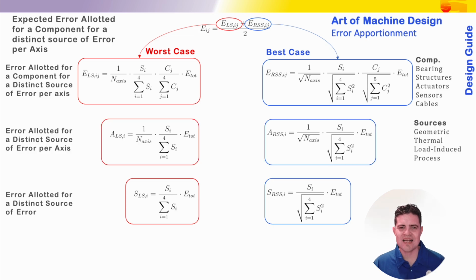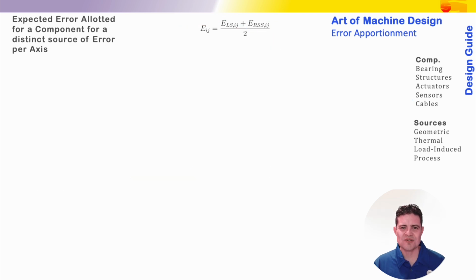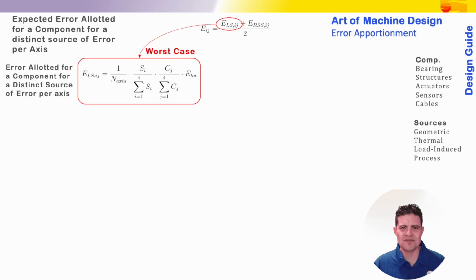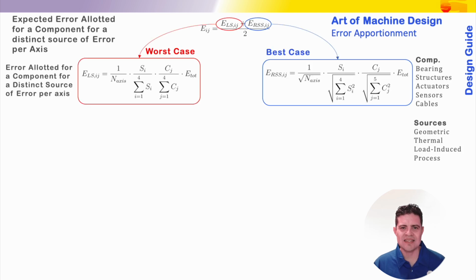This is the entire equation guide. Let's go quickly through it one by one. We start with the actual error for our component given a source of error, and this is the average of the linear and the best case scenario, which is the RSS. These are the equations that are used.